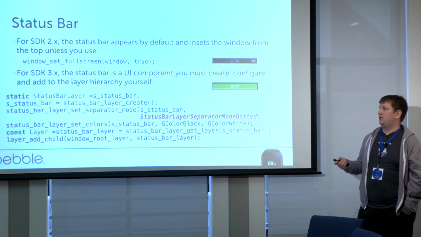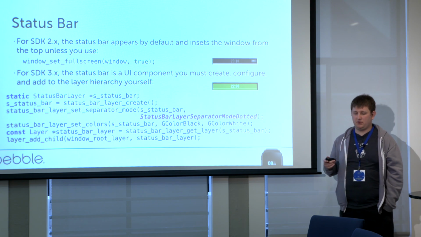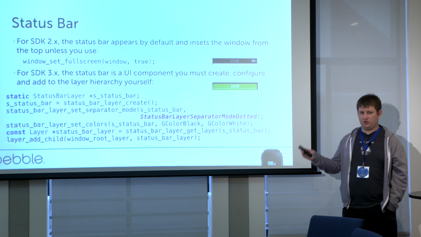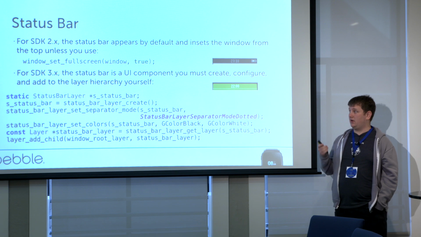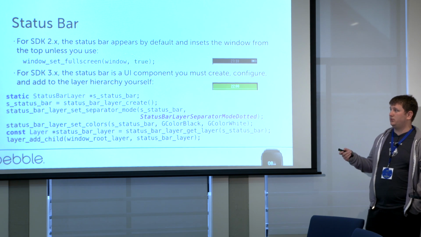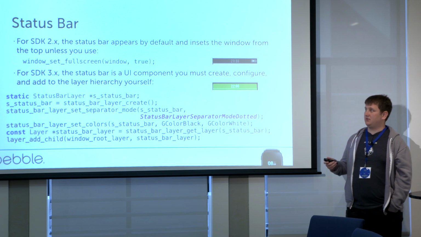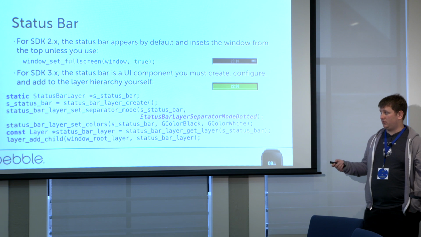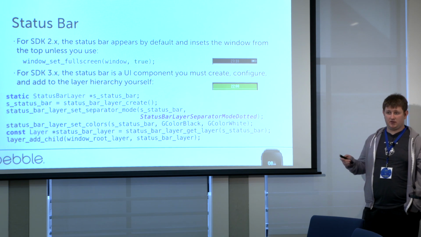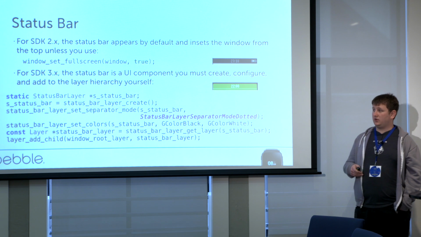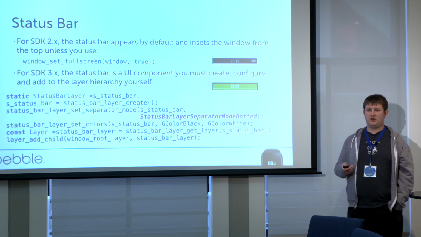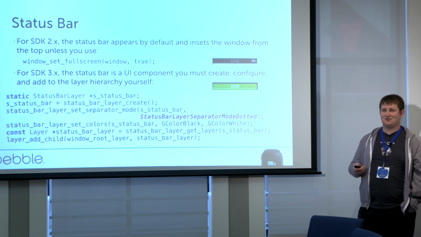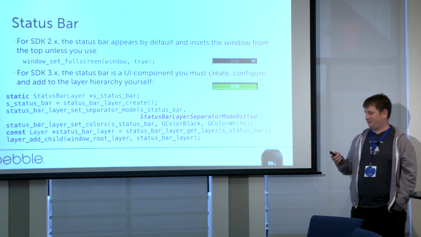So if you want a status bar for an application that targets both Aplite and Basalt or Chalk right now, because 2.x is the only SDK for Aplite right now, you will have to choose to either set the full screen to false, which is the default to have a status bar, or to create a status bar component and configure it and add it to the layer hierarchy. And you can use the PEBBLE_SDK_2 and PEBBLE_SDK_3 defines, and I'll talk a little bit about that in a moment.